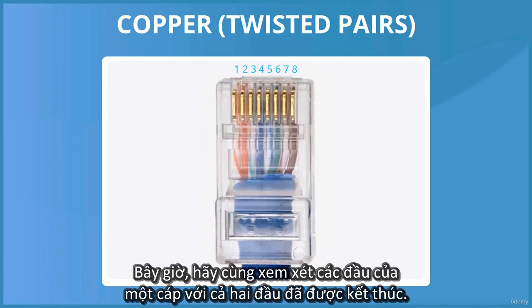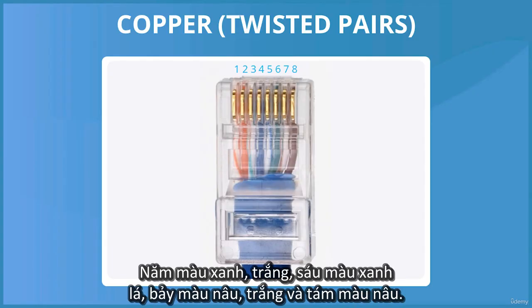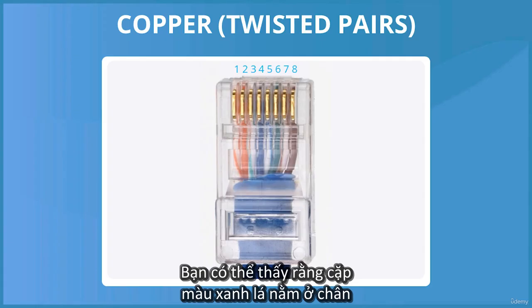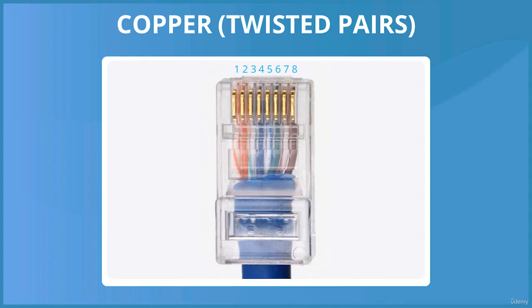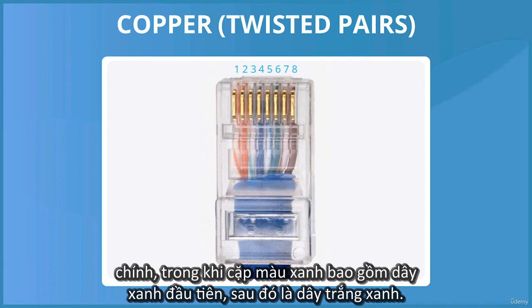So now let's take a look at the ends of a cable with both ends terminated. 1, orange-white, 2, orange, 3, green-white, 4 blue, 5, blue-white, 6 green, 7 brown-white, and 8 brown. Hey, watch out for the green wire. You can see that the green pair is located on pins 3 and 6, while the other cables are located next to each other. Also note that in pairs, the white cable comes first, then the main color cable, while the blue pair includes the blue first, then the blue-white.